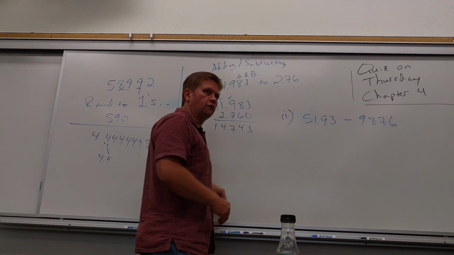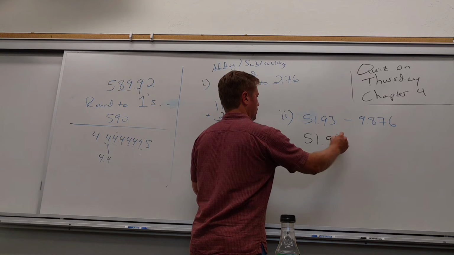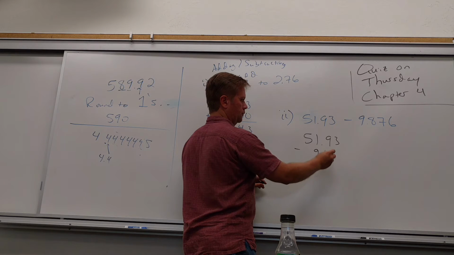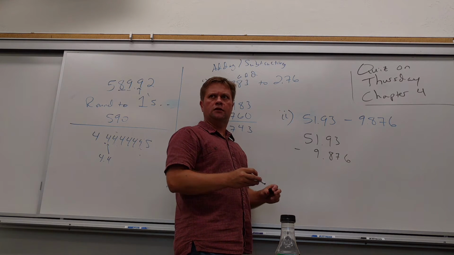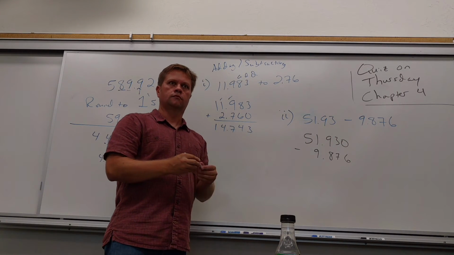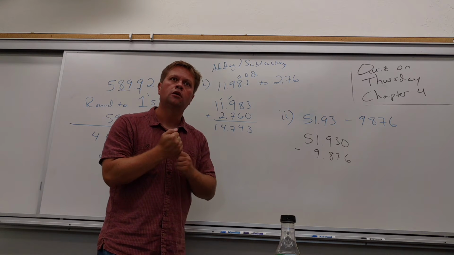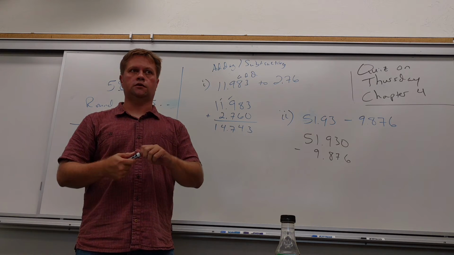So let me make sure everybody's got the first step correct. If you do 51.93 minus 9, you put the 9 here so the decimals line up. 876, what is wrong? What needs to happen? Put a 0 on top. You've got to put a 0 there. The zero's going to change. Now you attack it like always.